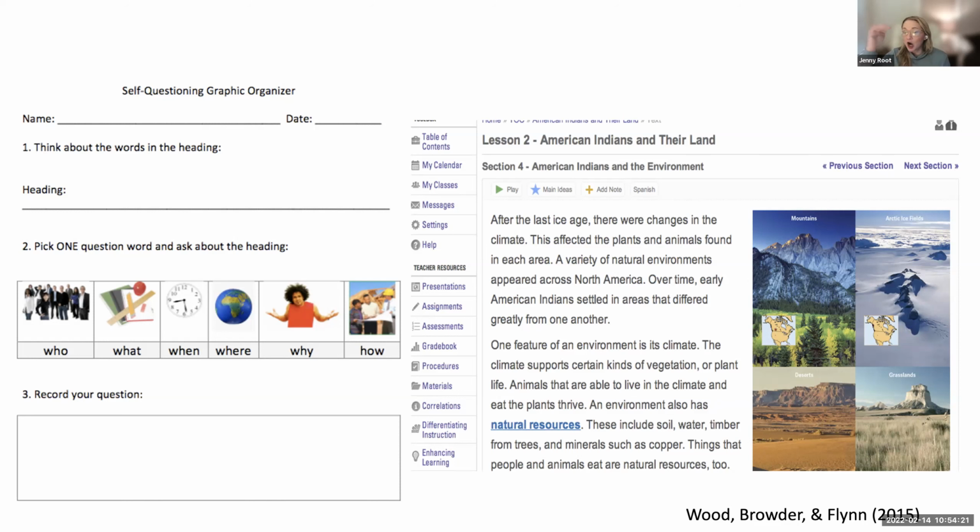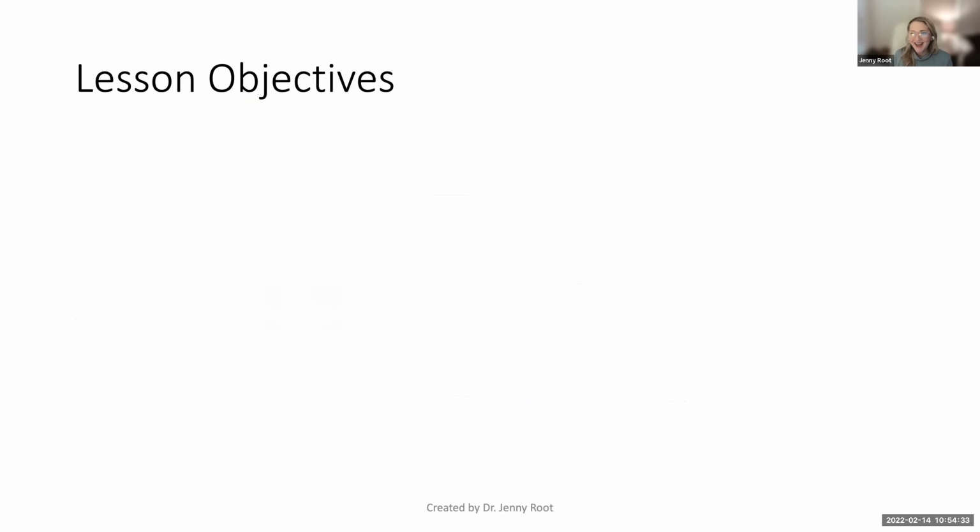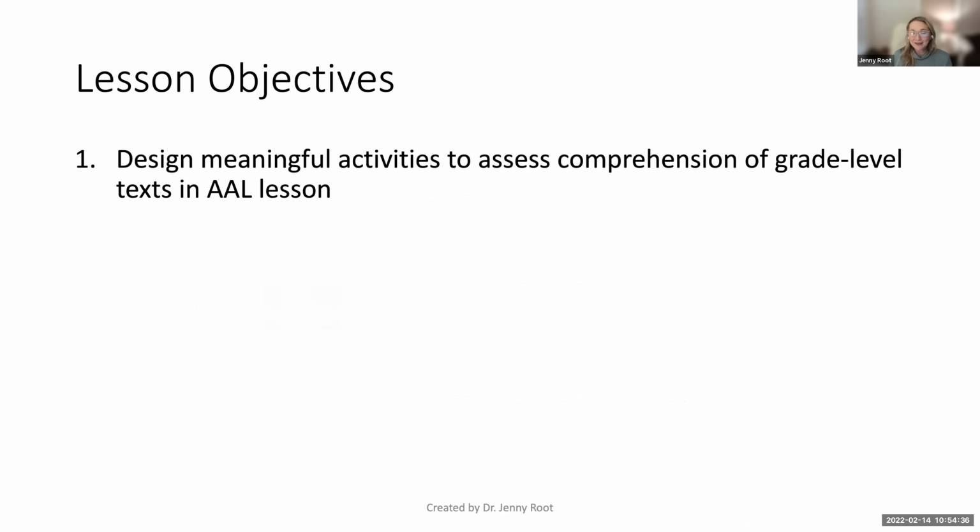So having students look at all the headings, go through and see if they can turn those into questions. And then after we've read each heading, we try to answer those questions so that we're summarizing and practicing comprehension as we go. All right, so let's review these lesson objectives.